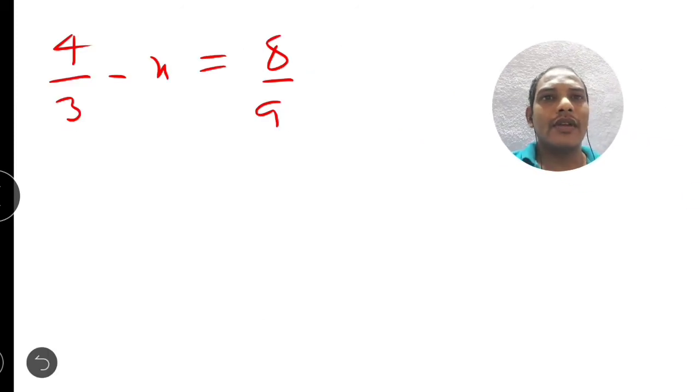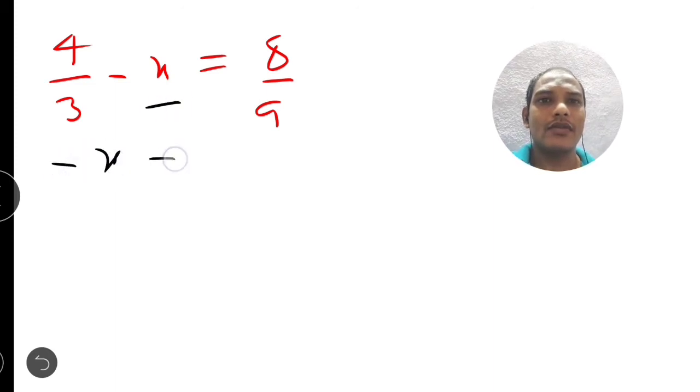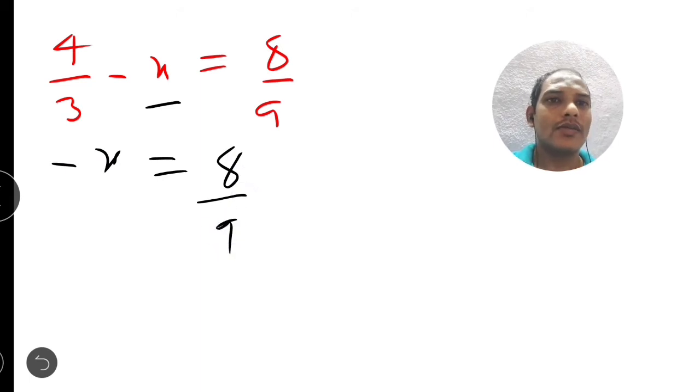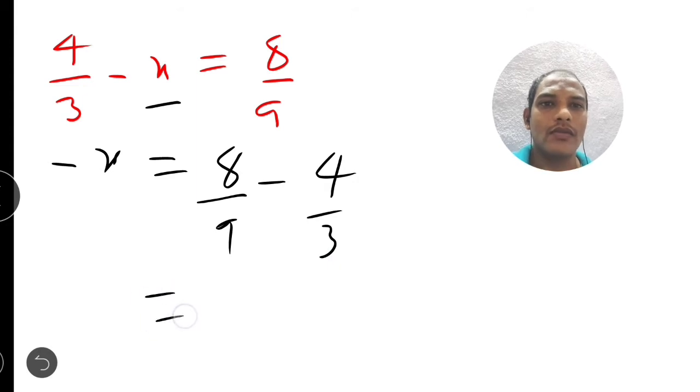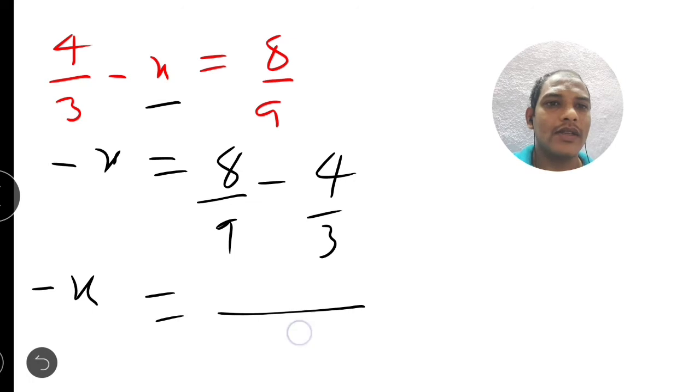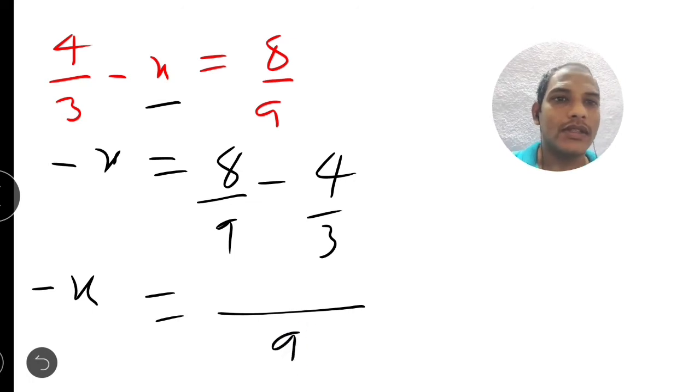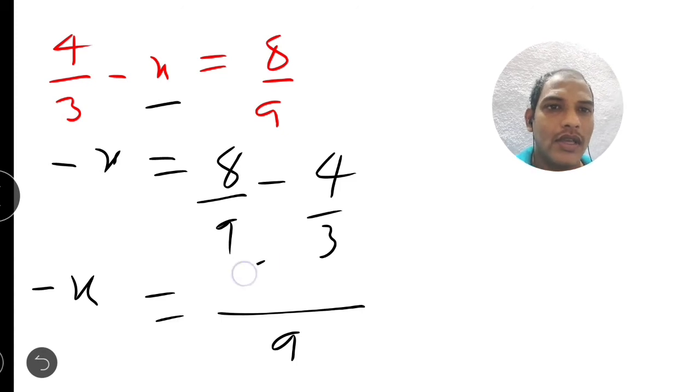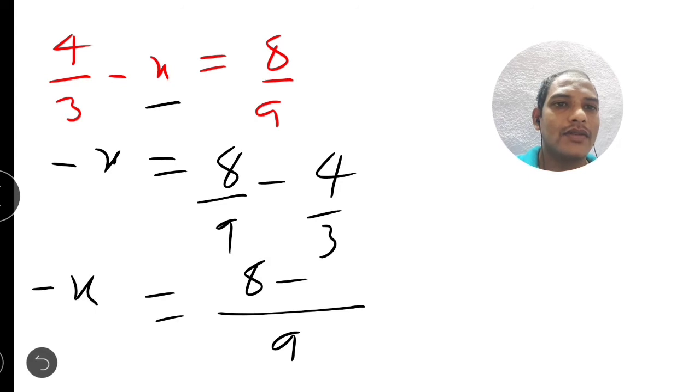Here the variable is on the LHS, so minus x equals 8 by 9, and 4 by 3 transposes to the RHS as minus 4 by 3. So minus x equals 8 by 9 minus 4 by 3. The LCM of 9 and 3 is 9 because 9 is a multiple of 3. So 8 minus, 9 in the 3 table, 3 3s are 9, so 3 into 4.